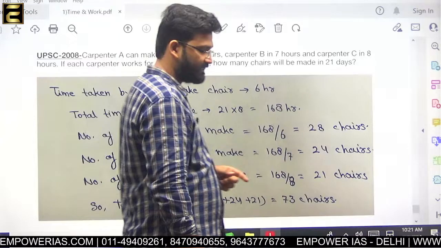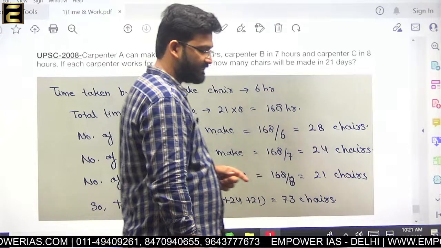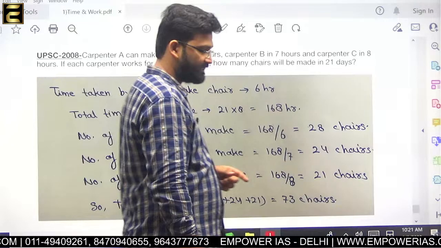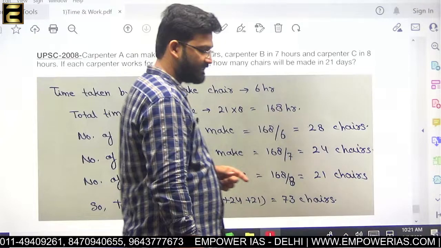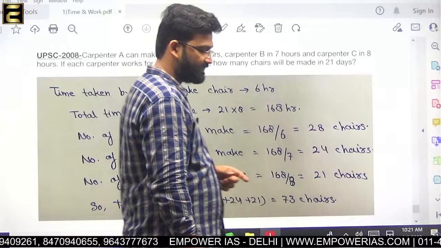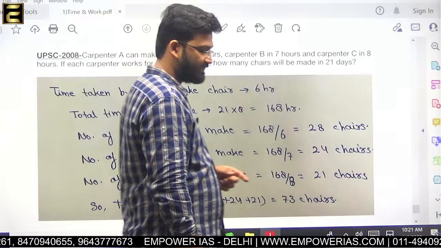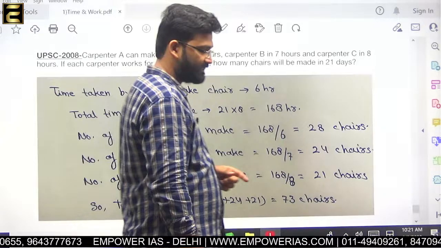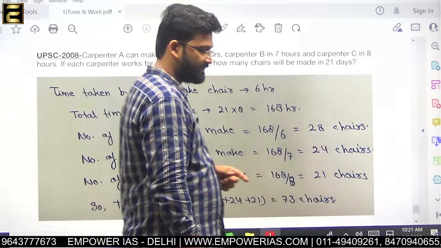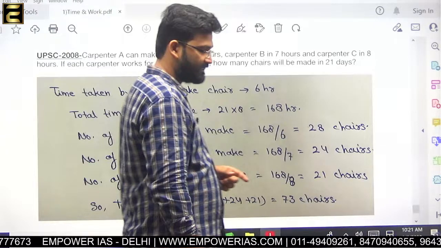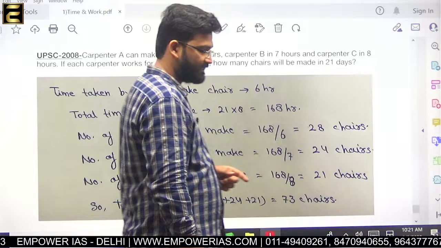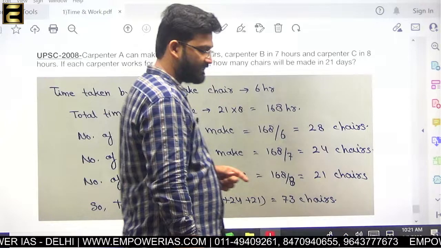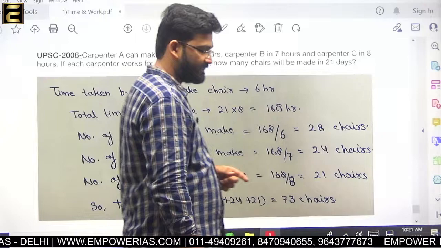So A is also working for 21 days for 8 hours per day. So total hours A has is 168 hours. So how many chairs will be made by A? Since A takes 6 hours to make one chair, the total number of chairs that will be made by A will be 168 by 6, that is 28 chairs. Similarly, the total time which B also has is the same 168 hours, because each carpenter is working for 21 days and for 8 hours per day.